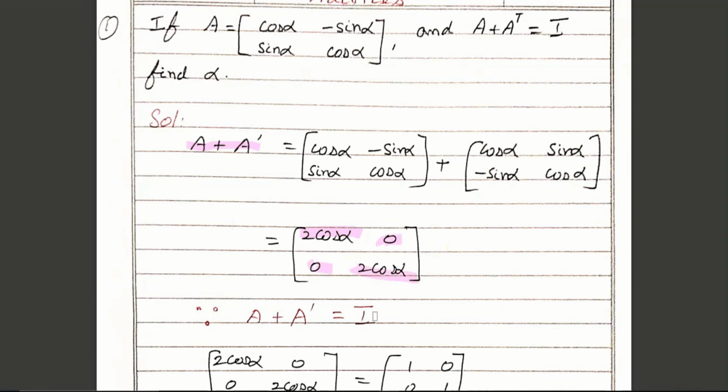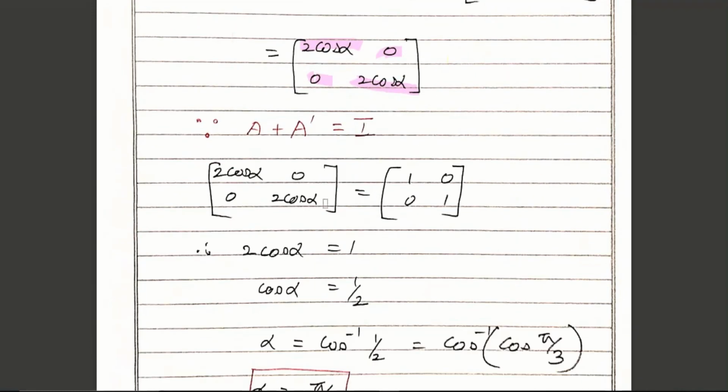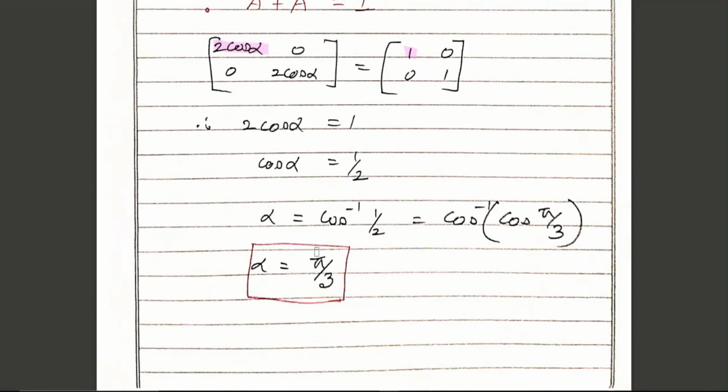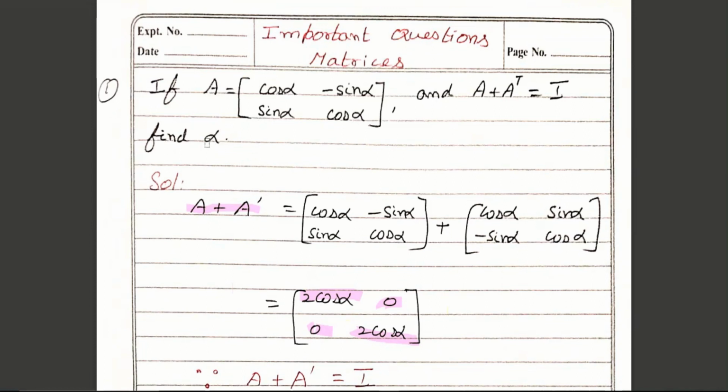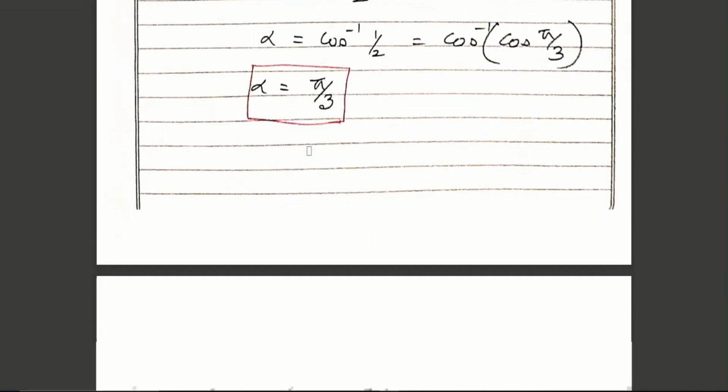So it is given as I matrix, right? So I can equate this to I matrix. I matrix means identity matrix. So I equate. Two matrices are equal. Obviously, the concept that the corresponding elements are the same comes in. So 2 cos alpha is equal to 1. So cos alpha is half. So alpha is obviously pi by 3, we can fix that here. So find alpha is the question. So we have found what alpha is. Alpha is pi by 3.